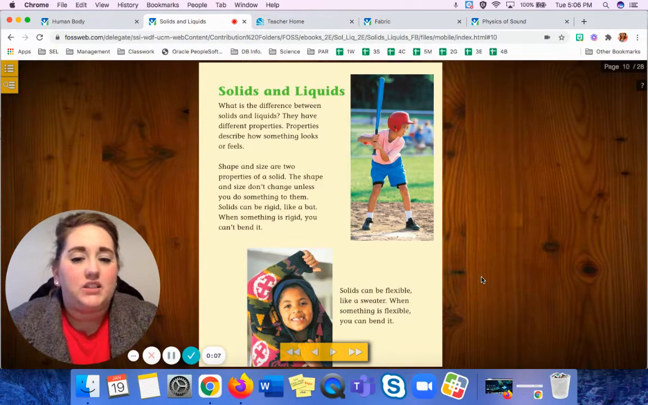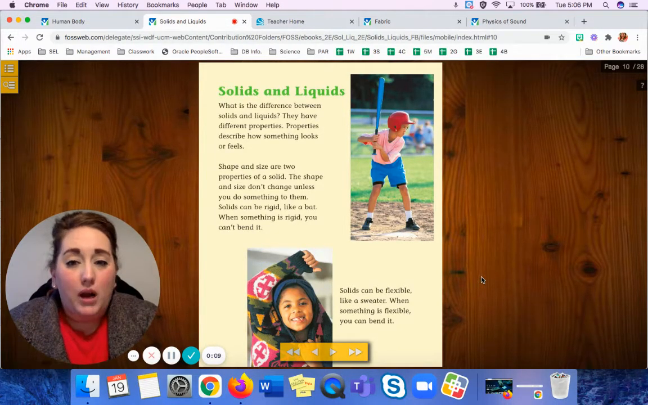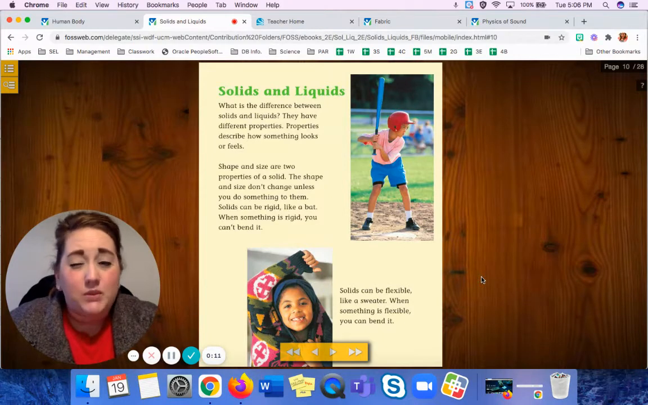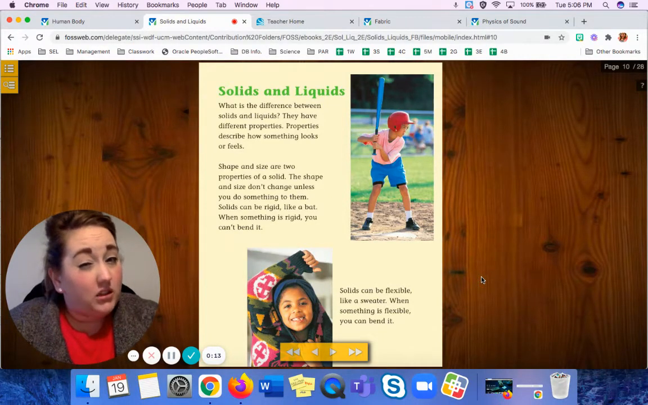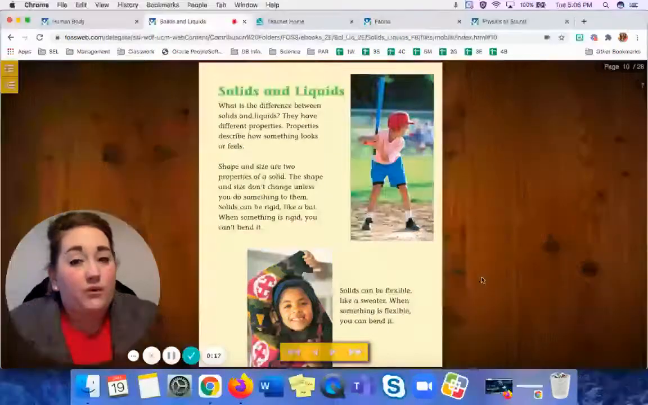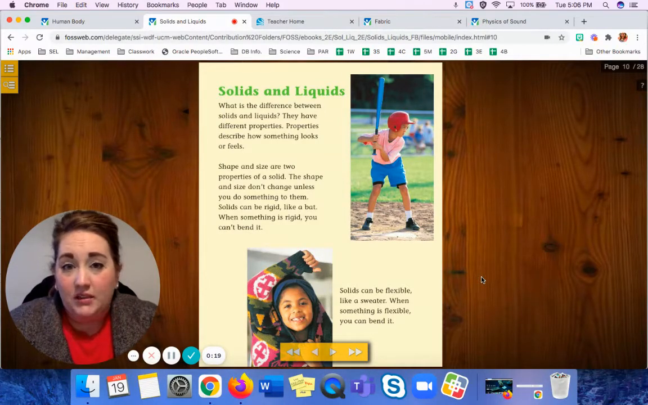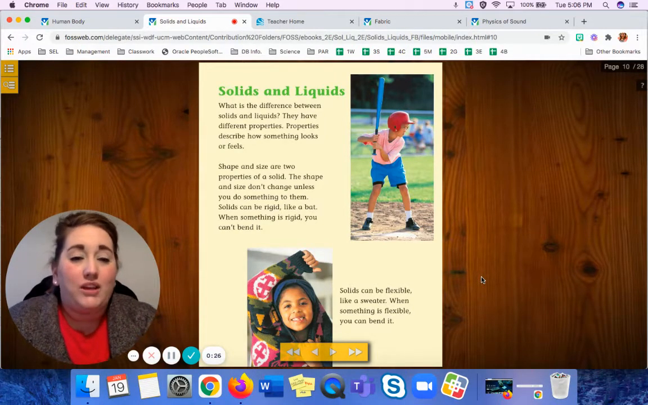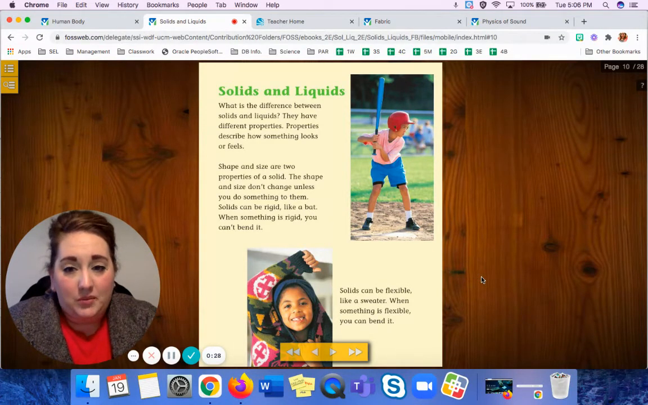Today we're going to talk about the properties of solids and liquids. We've done a little talking about that already, but I want to talk about it a little bit more. Now, a property of an item or object, rather, is a describing word. Okay, a way you can describe something.